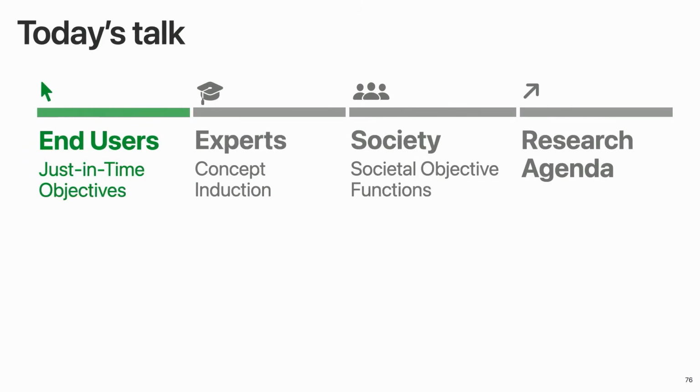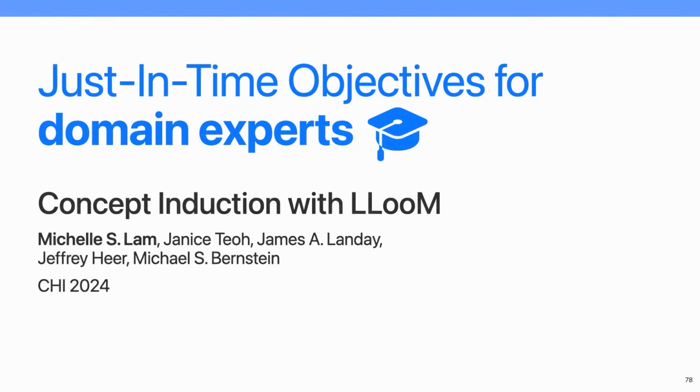To summarize this work, end users often don't know exactly what they want or maybe how to articulate it with AI systems. And JIT objectives address this by inducing specialized objectives on the fly at interaction time. And I think the idea here is that we can really meet users where they're at and raise the baseline of where they're starting from when they choose to interact with an AI system. And I'll show how similar principles apply to domain experts.